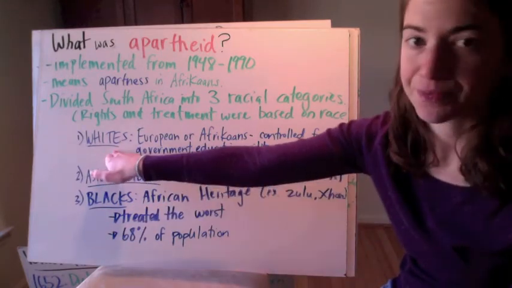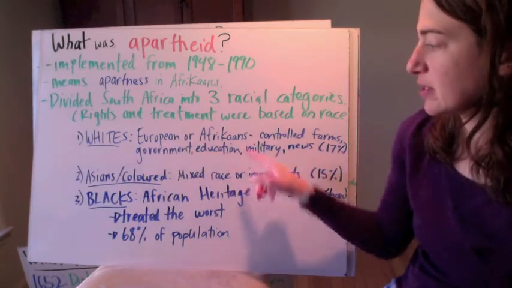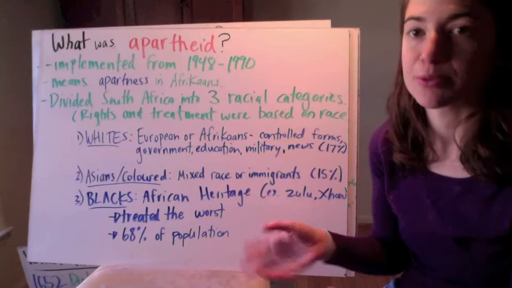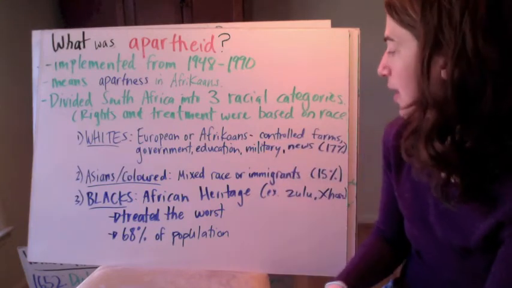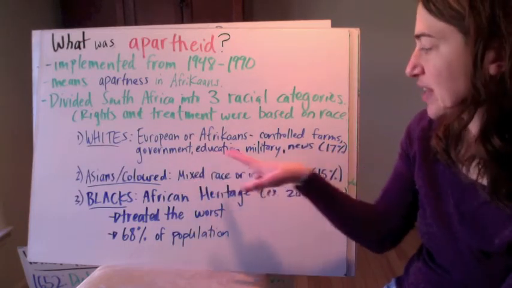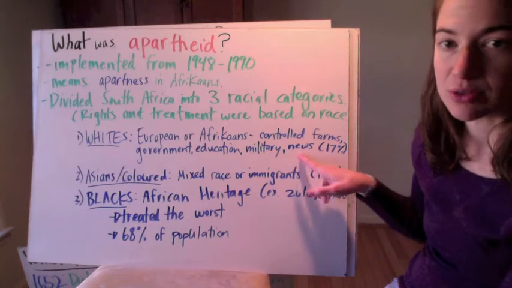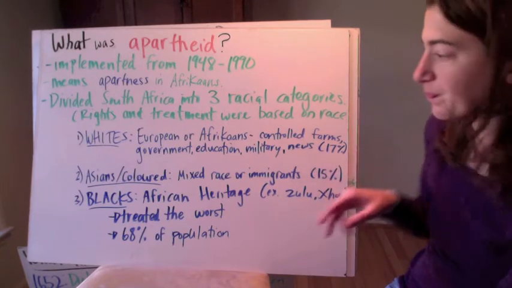There were whites, who had white skin but were often European descendants or Afrikaans, which means they had Dutch heritage. They've lived in South Africa for generations. These people controlled the farms, the government, education, the military, and even the news. And it was about 17% of the population.